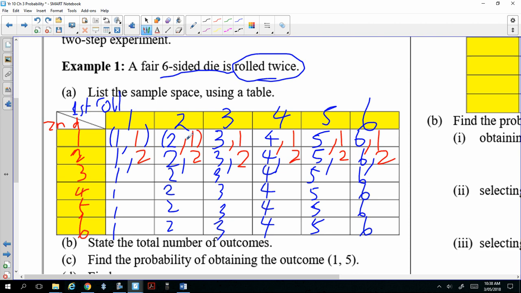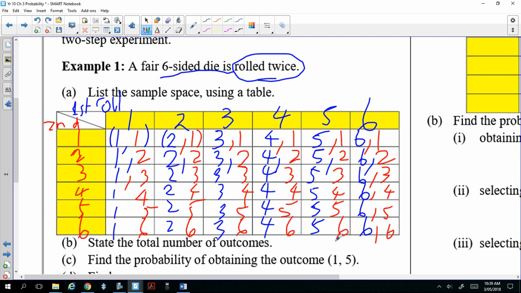Right, so let's complete the table. So you get 3, 4, 5, 6, and then the other one will be 3, 3, 3, 3, 3, and then 4, 4, 4, 4, 5, 5, 5. So using an array, you can be sure that you do not miss one outcome. All outcomes are listed systematically, so you won't miss any outcomes.